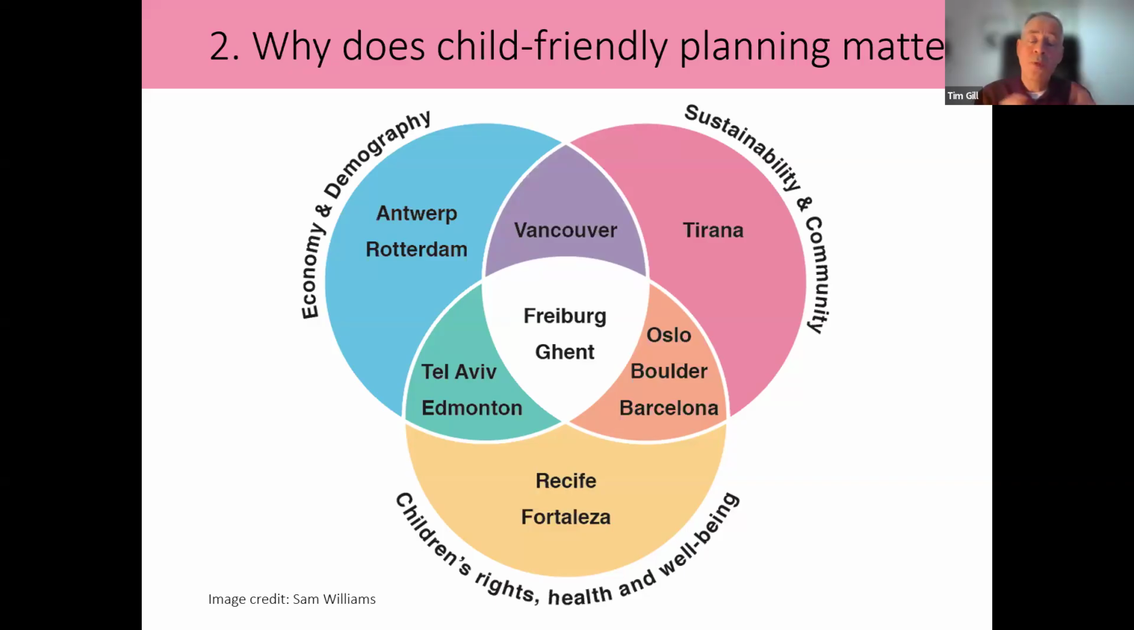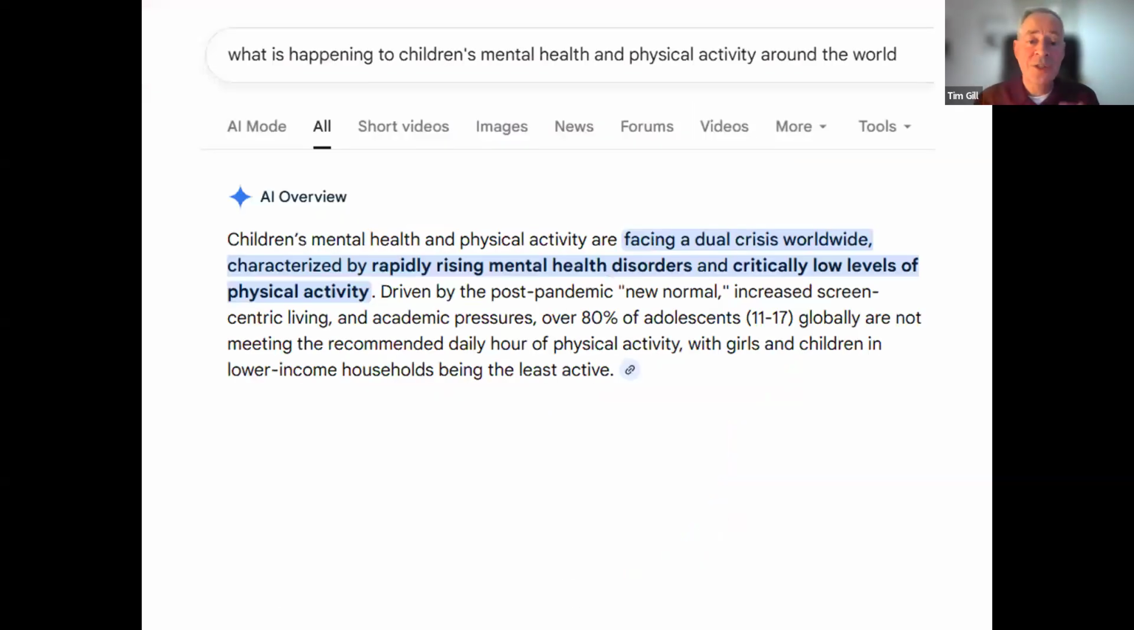But one more thing about this diagram. One thing I hope you can see is that quite a lot of cities are in the intersections. They're in the overlaps. They could see win-wins. They could join the dots between these different broad headings. And I think what that points to is how a children's lens can really help synthesize and show solutions across different domains of the problems that cities face. So just say a little bit more about each of those three headings.